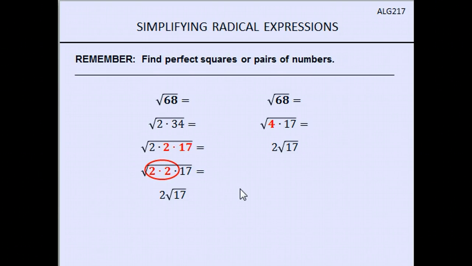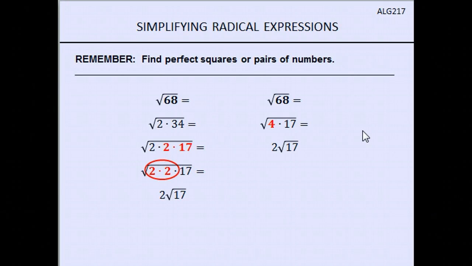So let's try one here. I'll do one with pairs. That's this one right here. We have the square root of 68. Well, 68 is 2 times 34. We want to keep breaking it down. We have no pairs, so 34 can be broken down into 2 times 17. Now we happen to have two 2s. Hooray! So we can pull a 2 out from under the radical because the square root of 4 is 2. And the 17, sorry, there's nothing we can do about that. It just has to stay under the radical. So our answer then is 2 times the square root of 17.